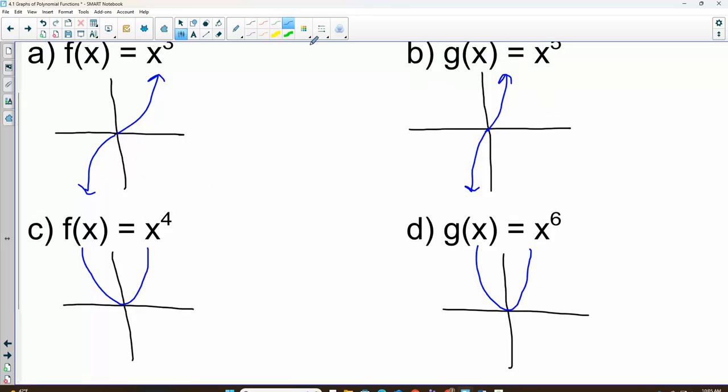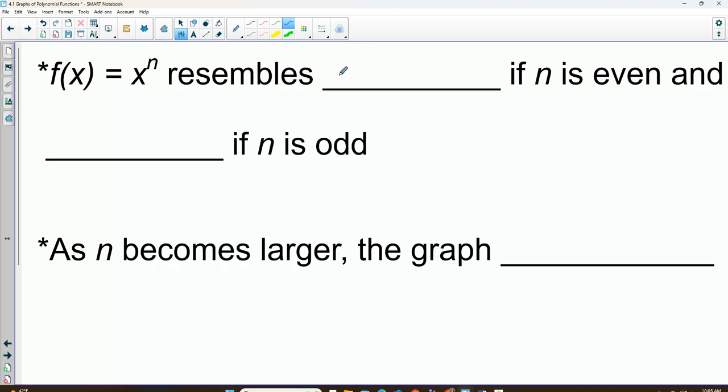So why do you think A and B turned out like chairs and C and D turned out like parabolas? What's the difference? Even and odd exponents. Okay, what made it get skinnier? The bigger the exponent. All right, this is something called end behavior. If you just have x to a power, it's going to look like x squared if that power is even, and x cubed if that power is odd. As that exponent gets larger, the graph narrows, or you could say gets skinnier. So that's what we saw on our graphs.